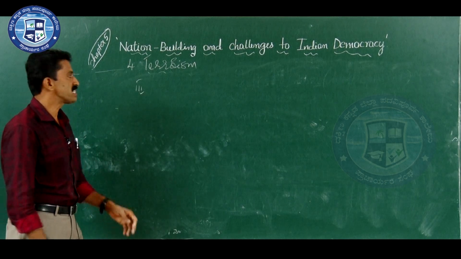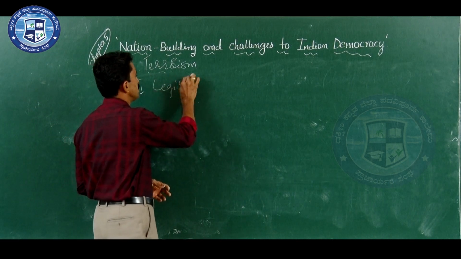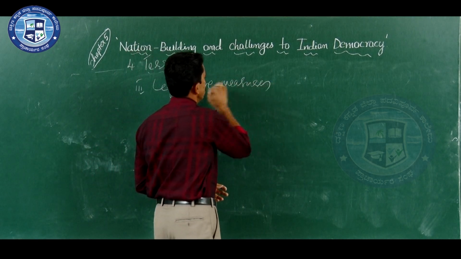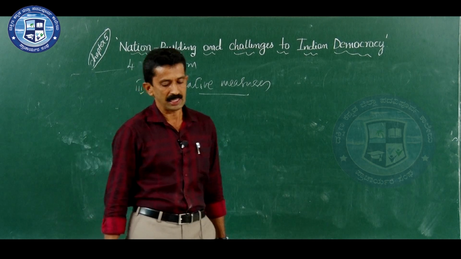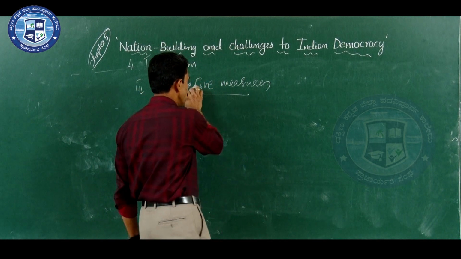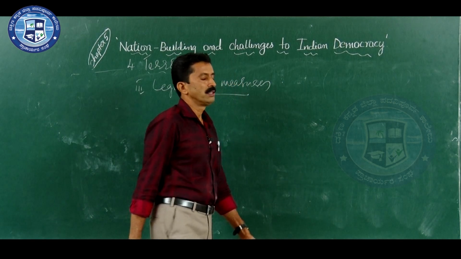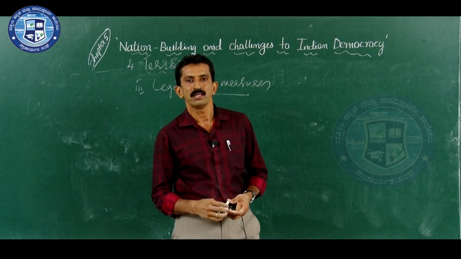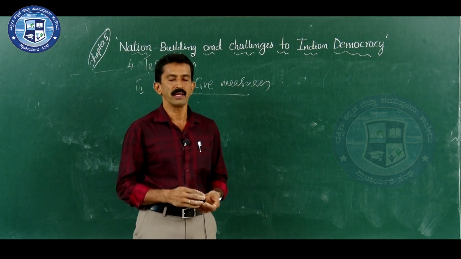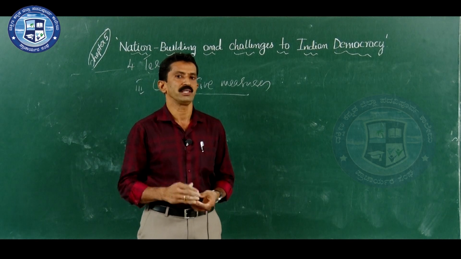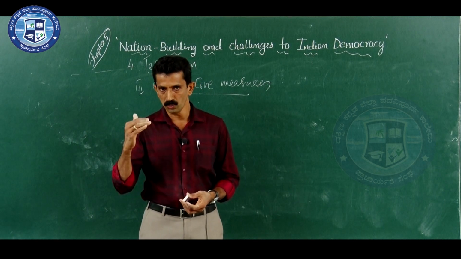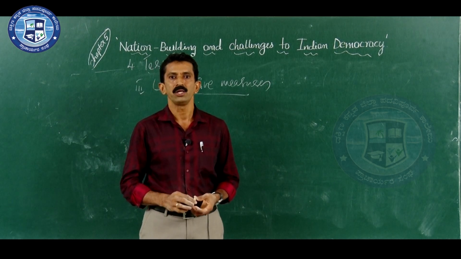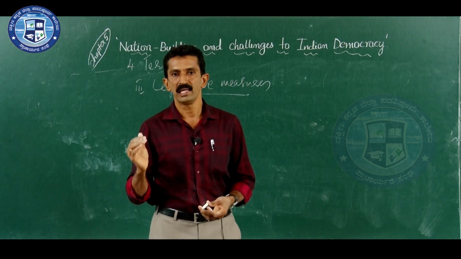Third part, that is legislative measures. Legislative measures to control terrorism. The government of India has taken several measures to control terrorism in India. In order to punish the terrorists and to minimize terrorist activities, it is necessary to have a strong legislation or law.